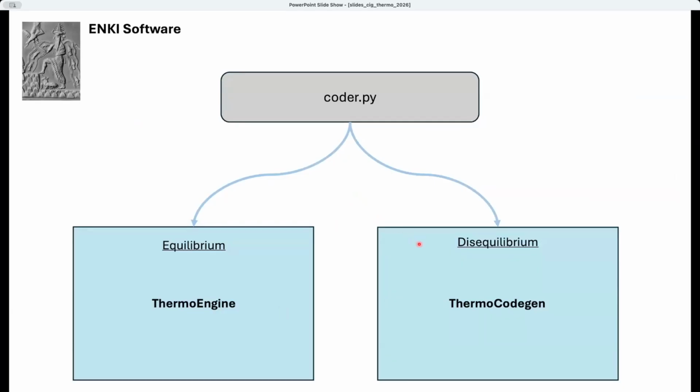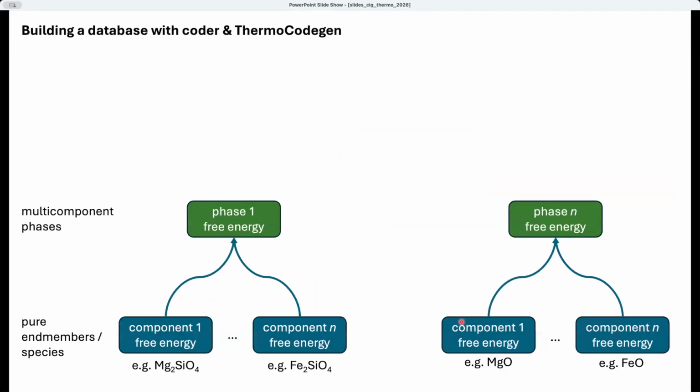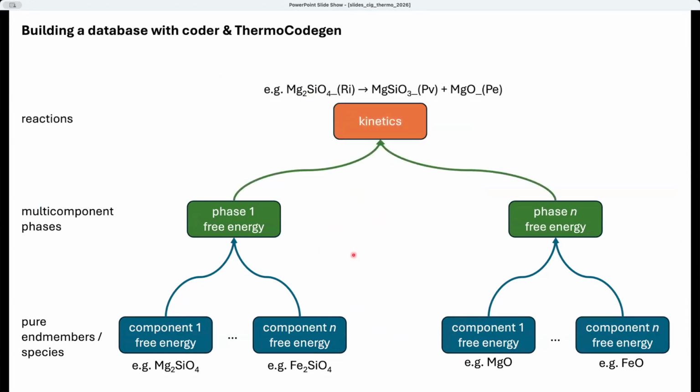So this is handled in the ENKI universe by ThermoCodegen. So how does ThermoCodegen modify a workflow compared to ThermoEngine? Well, or compared to coder in general. So we start with that sort of thermodynamic database that we built up symbolically in those Jupyter notebooks for the end members and the phases. And we add on top of that a symbolic representation of the reaction kinetics for the reactions that we're interested in modeling in our simulation.